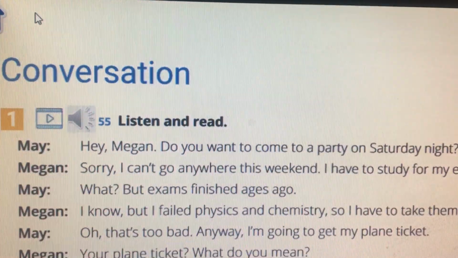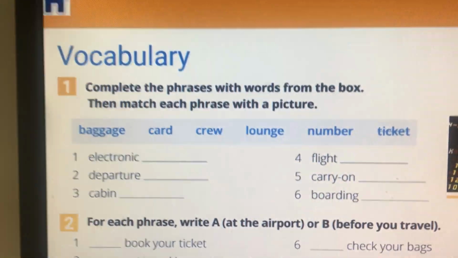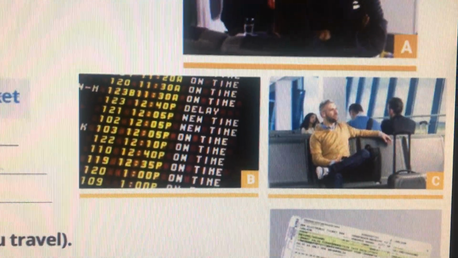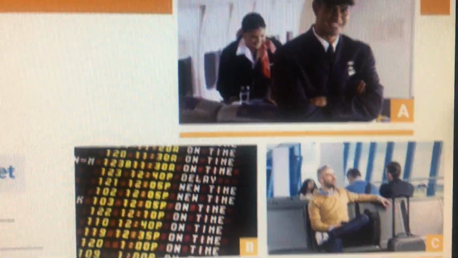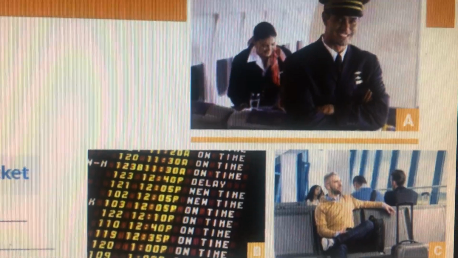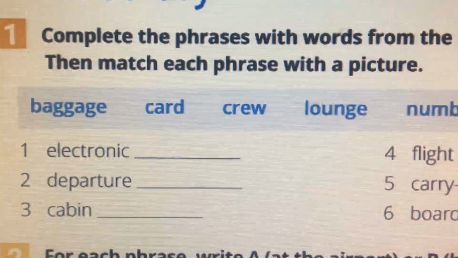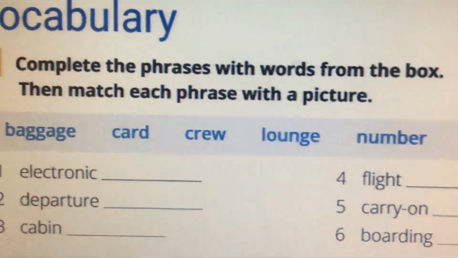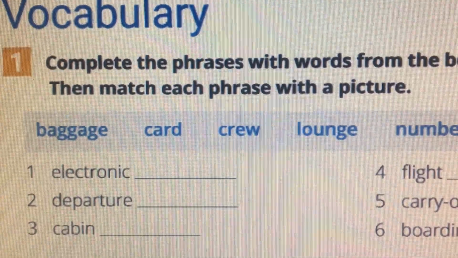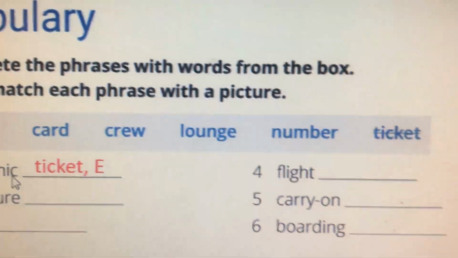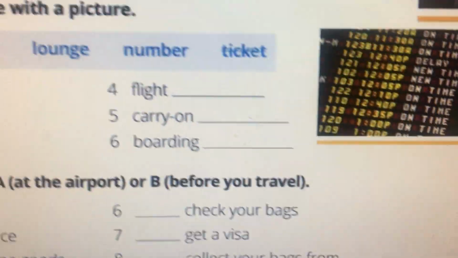Okay. Let's go back to vocabulary. Let's take a look at these pictures. A lot of airport, airplane stuff, traveling. A lot of people can't travel these days because of different things. So let's take a look at these words and stop your video and match those words with the other word. For example, electronic ticket, and the picture is E. Okay, so do all of those.